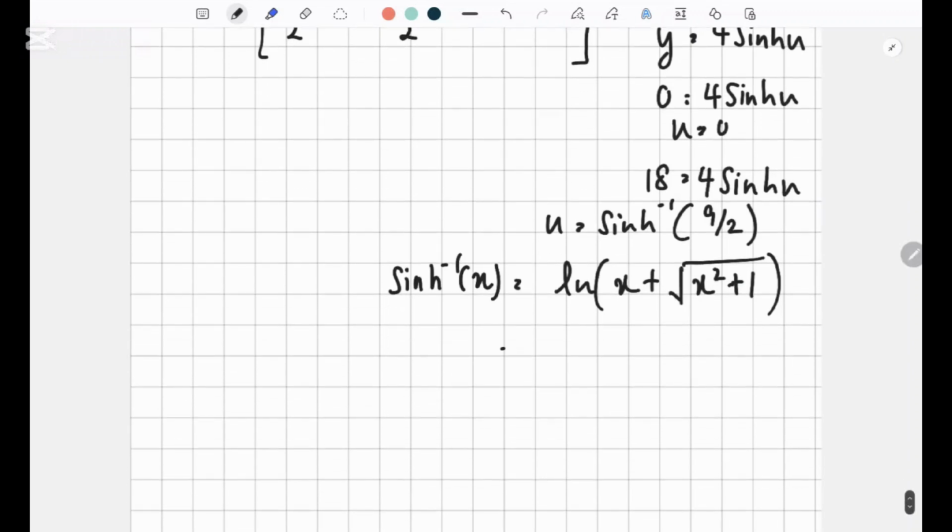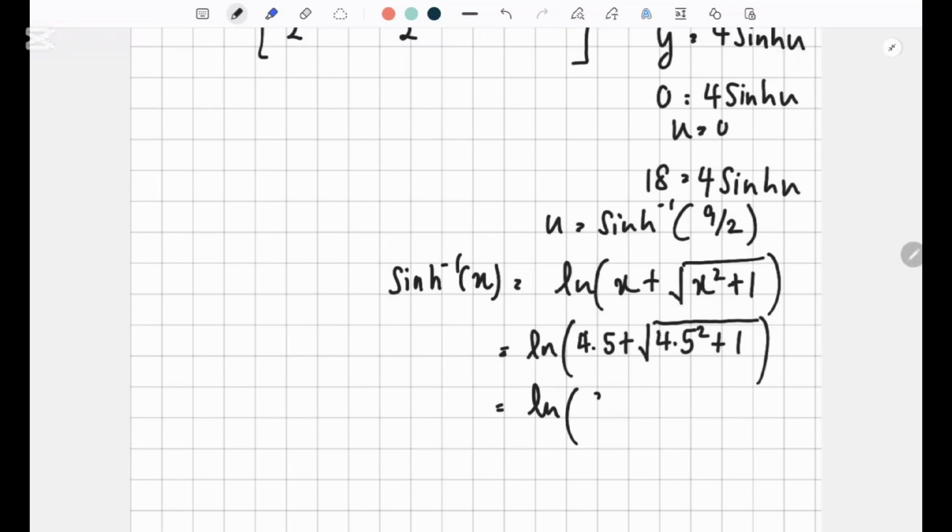Okay, so now you can substitute 4.5 and find the value in terms of ln, because they were asking for the most accurate value possible, right? And 4.5 plus 2.5 squared plus 1 in a root. So you put what you have inside the brackets in your calculator and see what you get. So you get ln of 9 plus root 85 over 2.